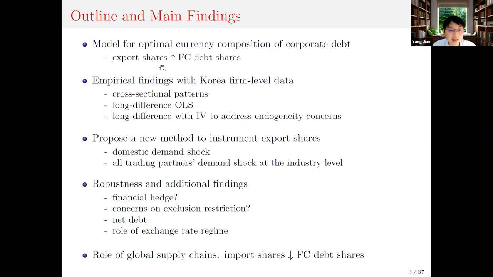With this stylized model's conclusion in mind, we will try to test this relationship between export share and foreign currency debt share.